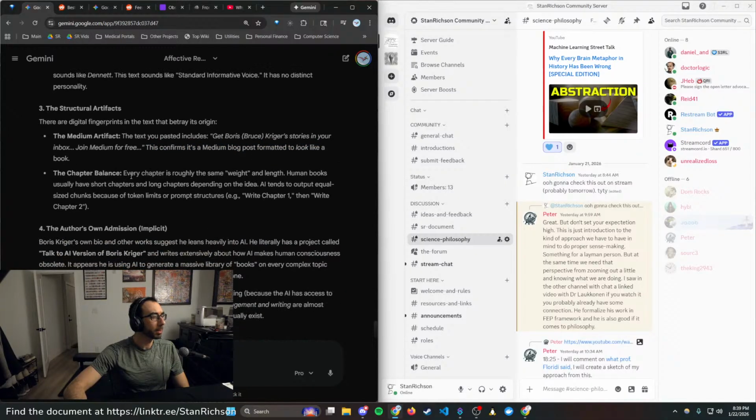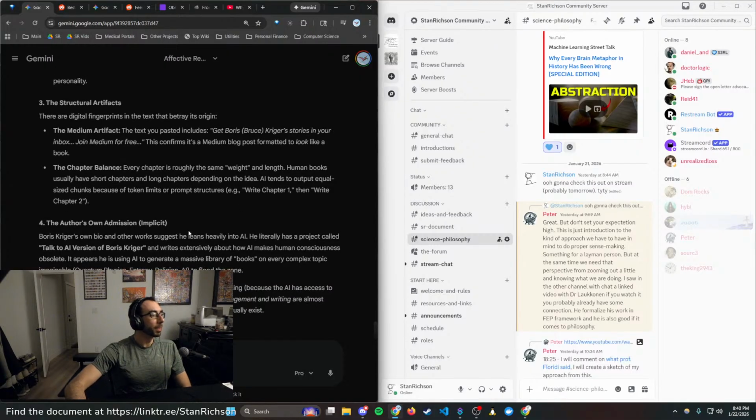Okay, the chapter balance. Every chapter is roughly the same weight and length. Human books usually have short chapters and long chapters depending on the idea. AI tends to output equal-sized chunks because of token limits or prompt structures. The author's own admission, implicit. Boris Krieger's own bio and other works suggest he leans heavily into AI. He literally has a project called Talk to AI version of Boris Krieger and writes extensively. Okay, how do we get to Talk to AI version of Boris Krieger?